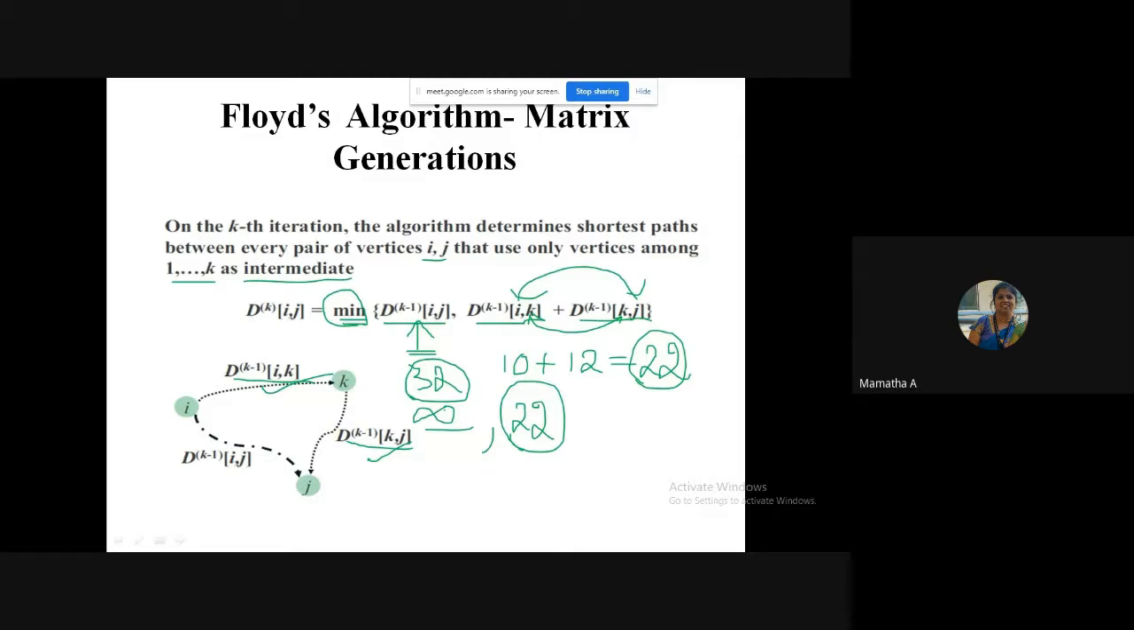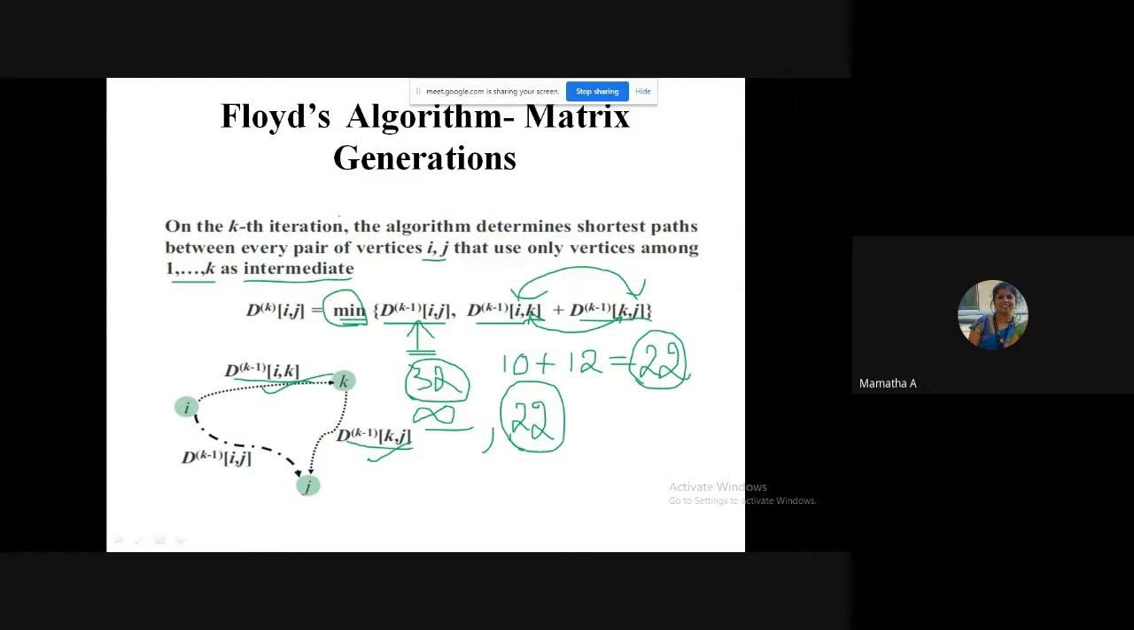Infinity is more, isn't it? The minimum is 22. You can observe two things can happen. Either the path is already there, and that might be the greater one, or there is no path and you will get a path. Either of two things. Are you understanding? So you have to remember this.